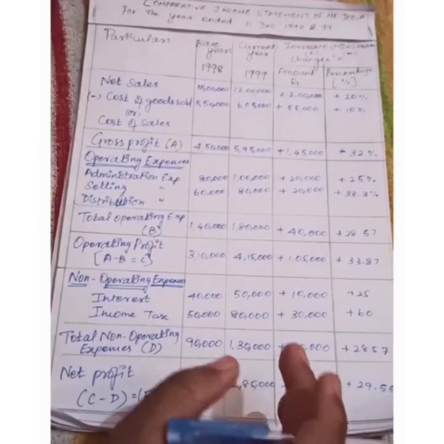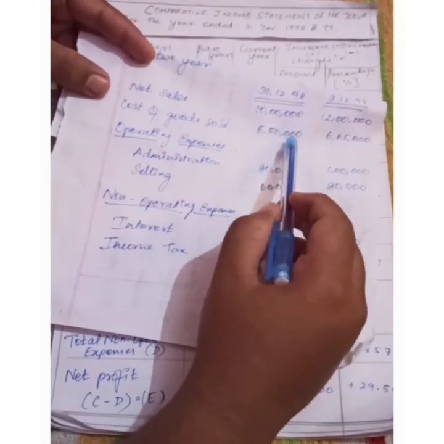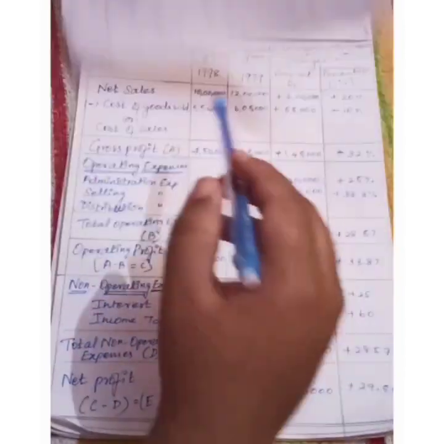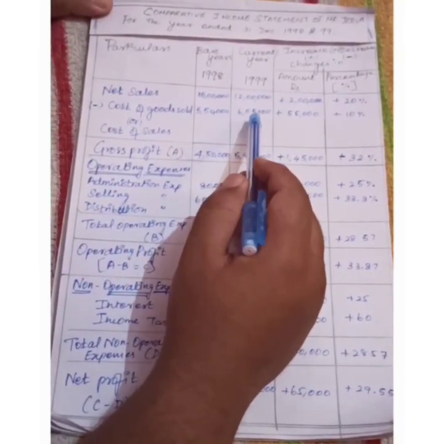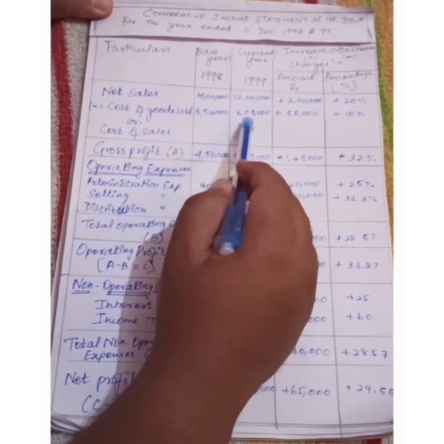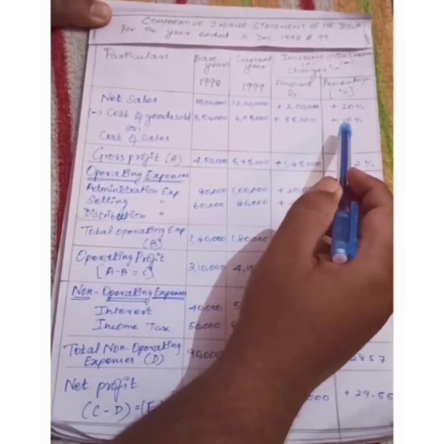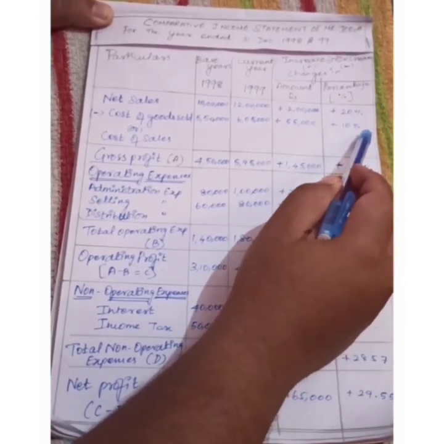Okay, next, the question is cost of goods sold. The base year is 5,50,000 and the current year is 6,05,000. So I write here, base year 5,50,000 and current year 6,05,000. The difference amount I write here, plus 55,000, and I am using the same formula to get the percentage. I get 10% here.